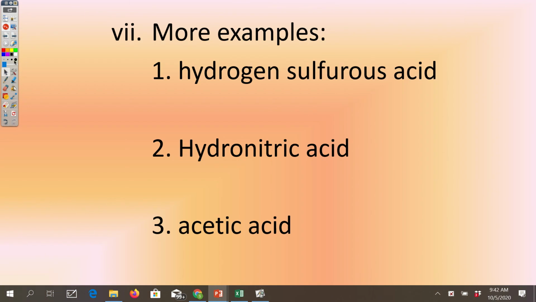You guys try these ones. Firstly, tell me what's wrong with this one. Hydrogen. No hydrogen. Nothing ever starts with hydrogen. Hydrogen should not be in that name. Sulfurous acid. So tell me, what is the formula for sulfurous acid?